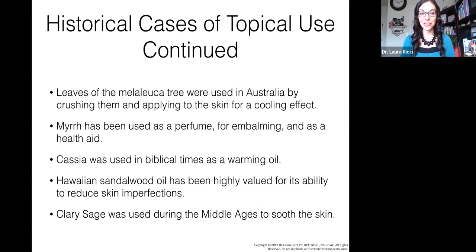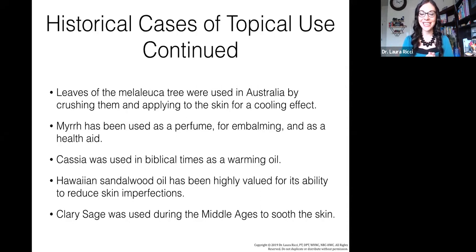This is where we get our tea tree oil for the skin and having that cooling effect. Myrrh's another really precious oil, used as a perfume, for embalming, and for health aids. Cassia was used a lot in biblical times. It's a warming oil. We also know that the Bible talks about several essential oils: spikenard, frankincense, myrrh. We think of those. And Hawaiian sandalwood, again, for those skin imperfections.